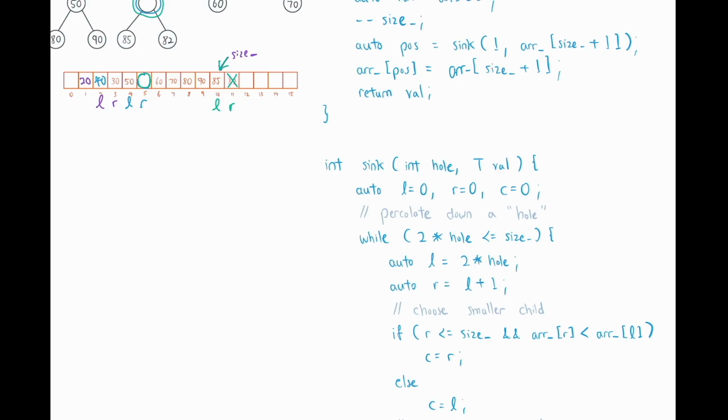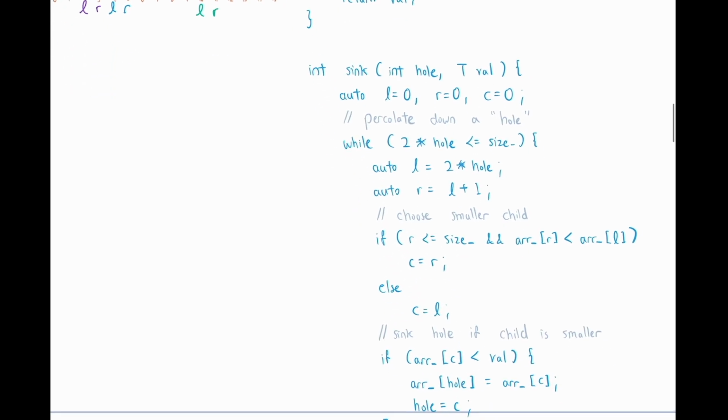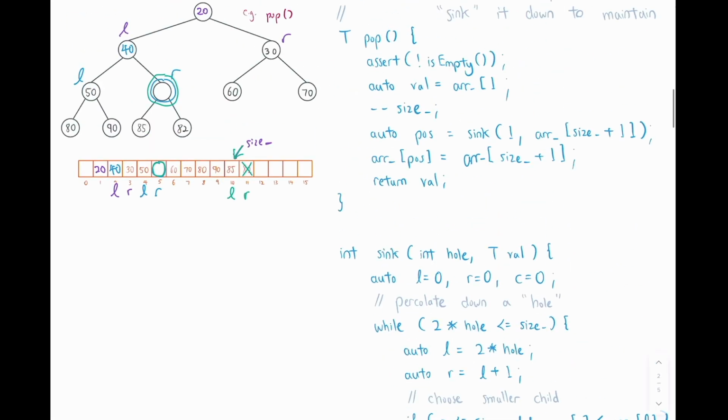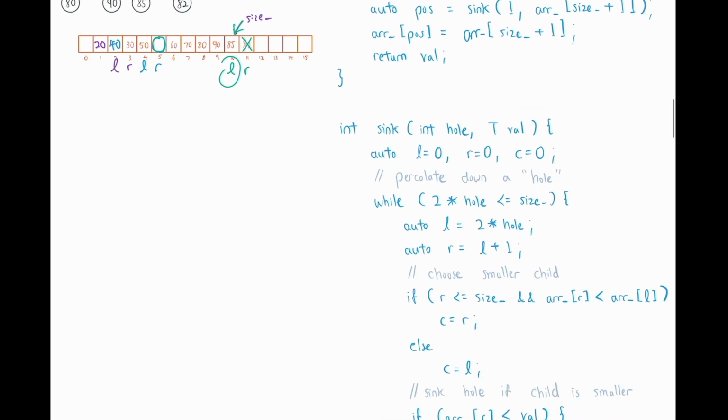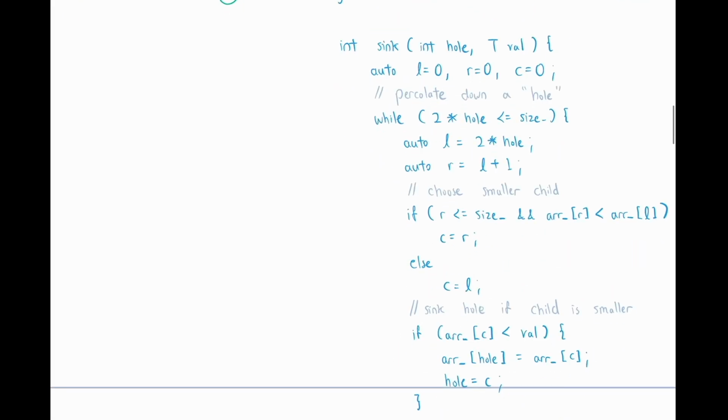But basically, if we follow the algorithm, the right child cannot happen. So the chosen one can only be the left child, which is this condition over here, because this is violated. All right, and so we will do the same sinking down of the hole.